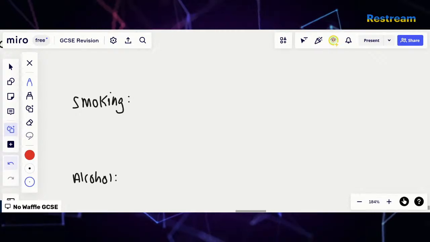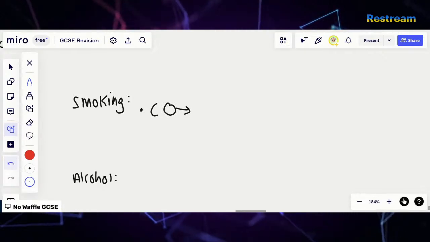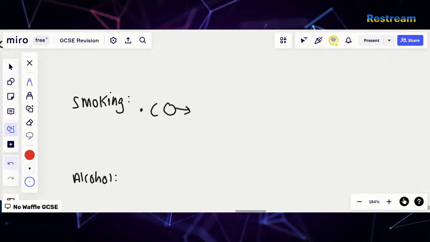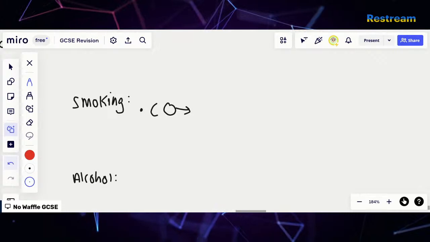So firstly, smoking contains carbon monoxide. Now, carbon monoxide is really toxic because it is a toxic gas which reduces the amount of oxygen in the blood cells.